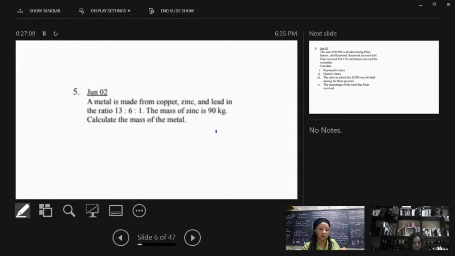All right, Asar, this one was yours. Number 5. A metal is made from copper, zinc, and lead in the ratio 13 to 6 to 1. The mass of zinc is 90 kilograms. Calculate the mass of the metal.